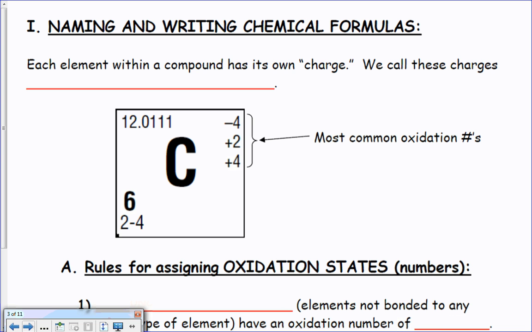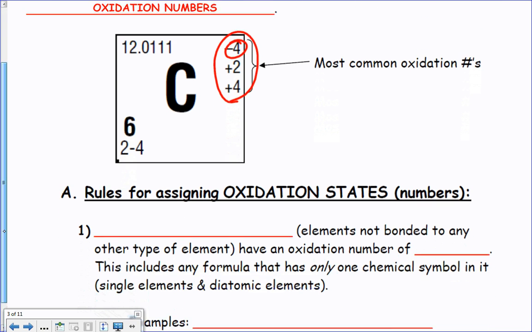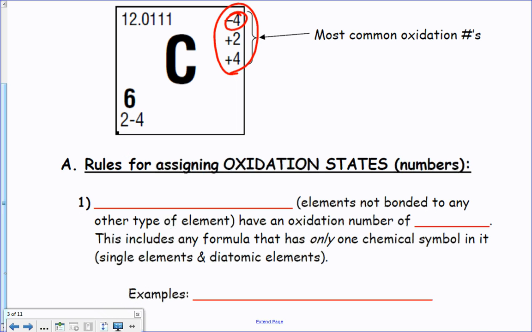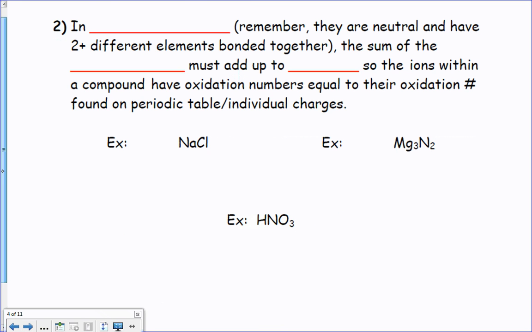Okay, each element within a group has its own charge or oxidation number. These are up in the right hand side, and we're going to find that the top one is usually the one we use the most. There will, of course, be some exceptions, especially for the transition metals. So, number one rule, if I'm all by myself, I have an oxidation number of 0. So just sodium metal has got an oxidation number of 0. Okay, diatomics, oxidation number of 0 because they're all by themselves.